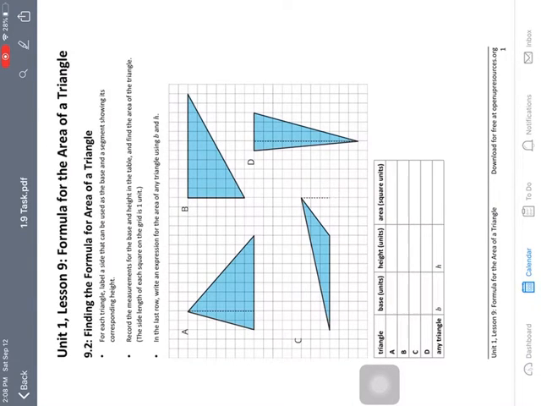So for today's lesson, it says, finding the formula for the area of a triangle. For each triangle, label the side that can be used as a base and the segment showing its corresponding height. Record the measurements for the base and the height in the table. Find the area of the triangle, which is the side and the length on the grid. In the last row, write the expression that you would be using.